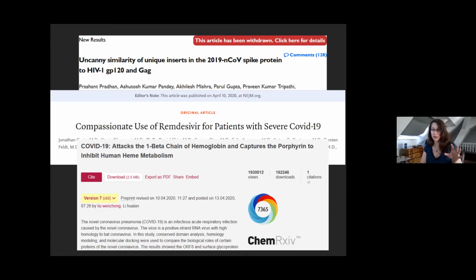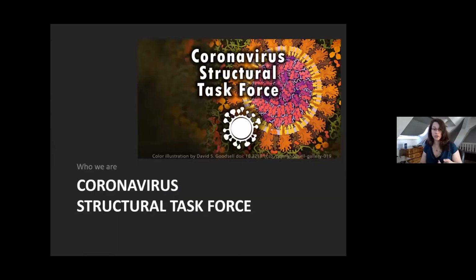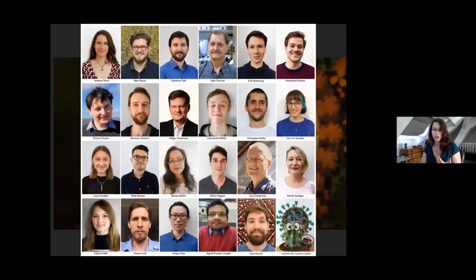And under the current circumstances, it seems that almost every paper that says "structure coronavirus" can get published. This is why we started the Coronavirus Structural Task Force, to look out for these structures. We are 23 people from 7 different countries, and we are across 9 time zones.